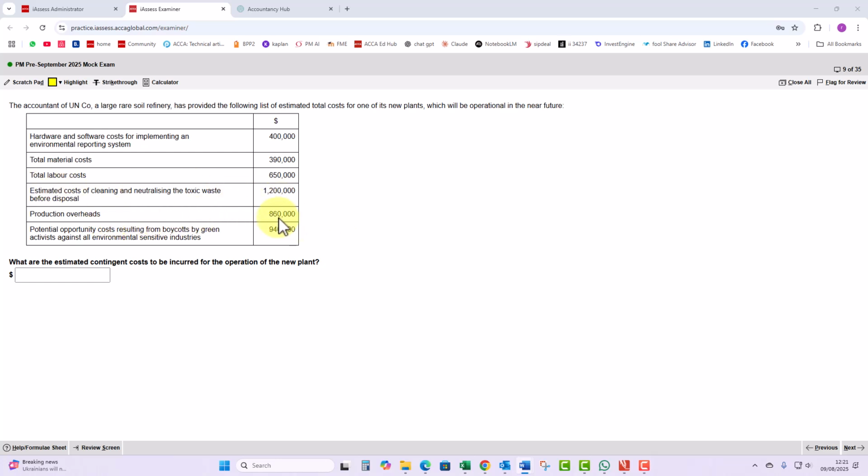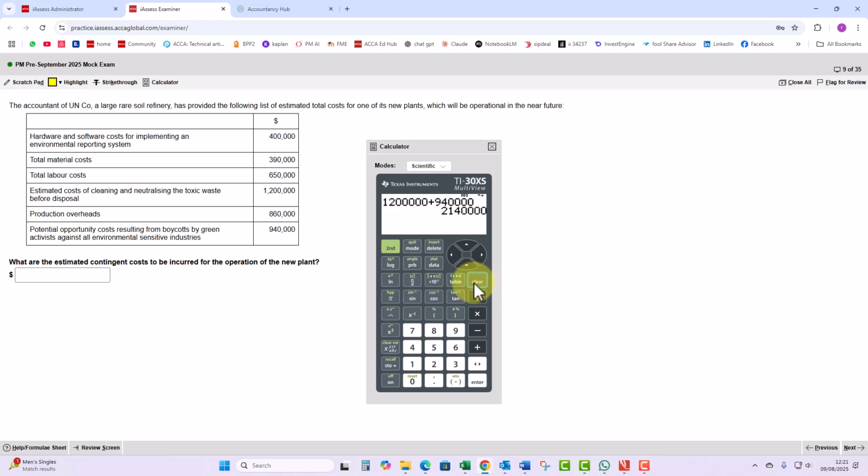Production overheads are not contingent. This is the tricky one, the potential opportunity cost from boycotts. So the correct answer is adding these 2 together. So 2.14 million. I wouldn't be surprised if a lot of people just put that one in and didn't put that one in, but it should include both.